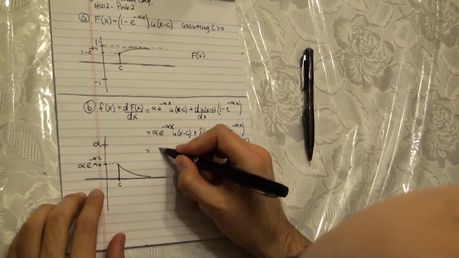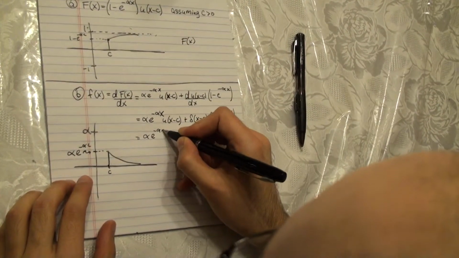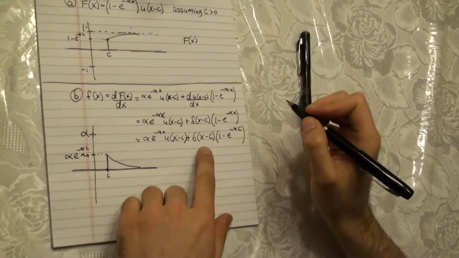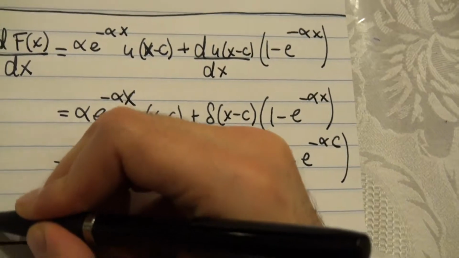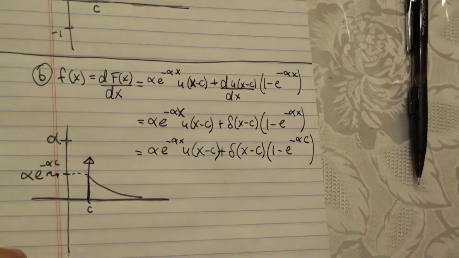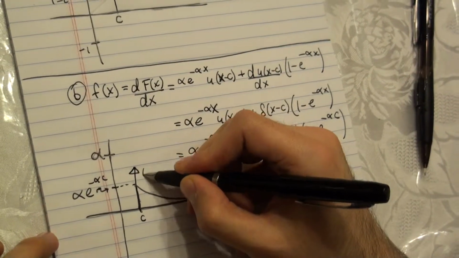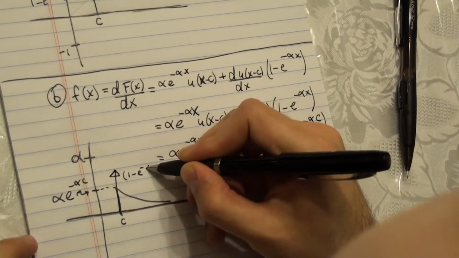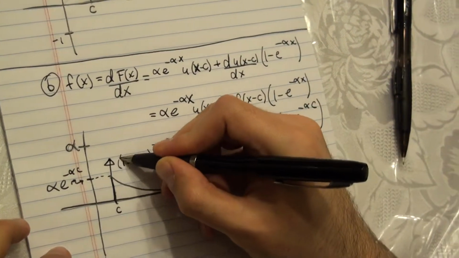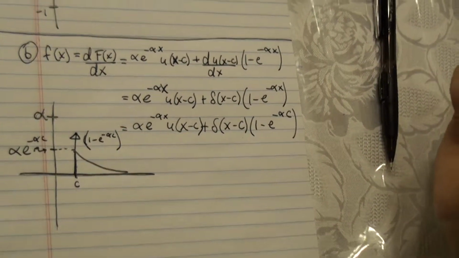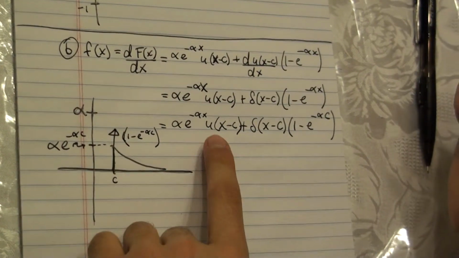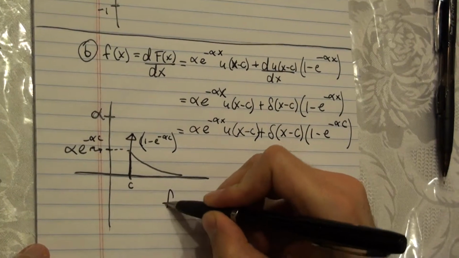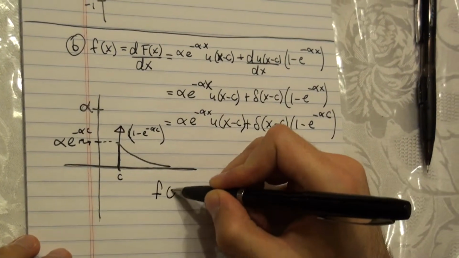And then we still have this piece over here. So this is just going to be a delta function here with magnitude 1 minus e to the minus alpha c. So we add that delta function to what we had originally. And this is the probability density function, little f of x.